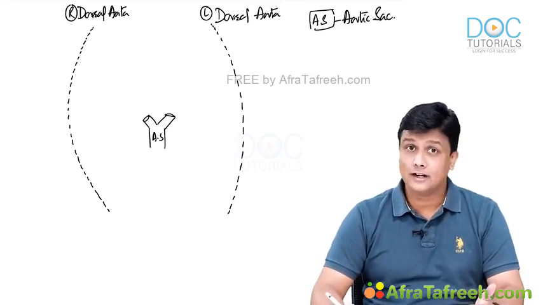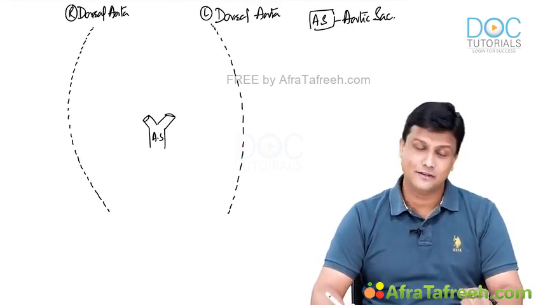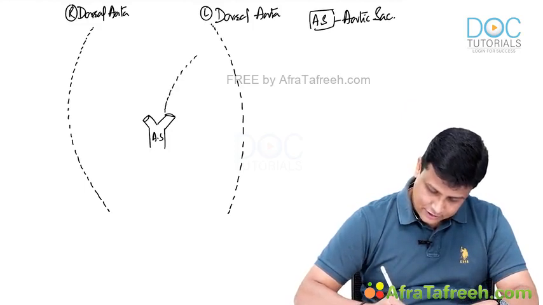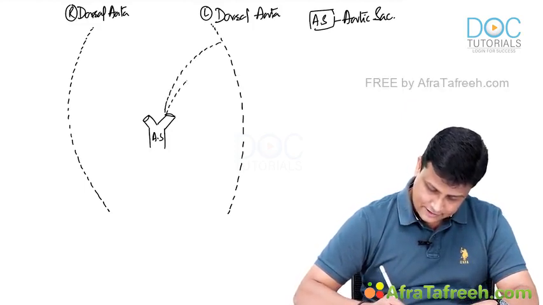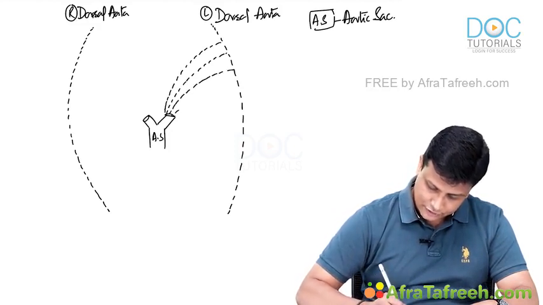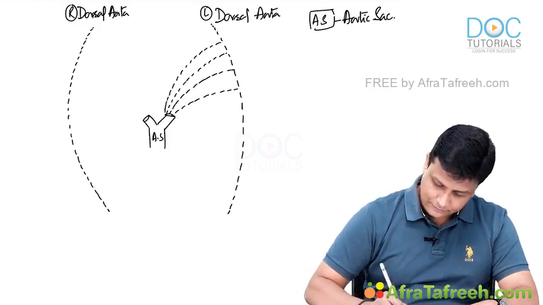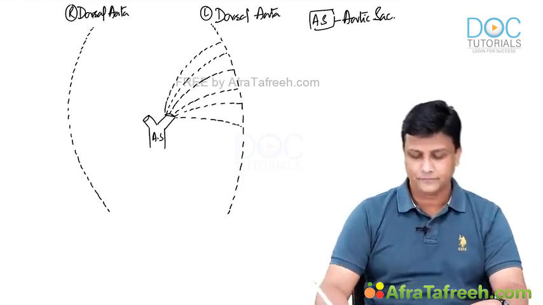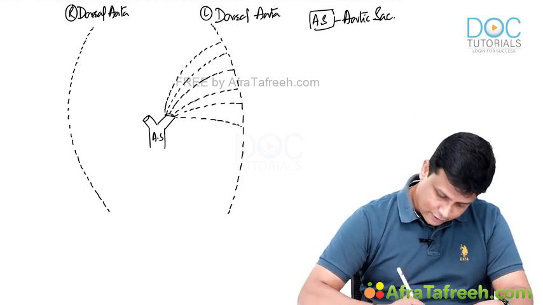Perfect. Now, how is this aortic sac joined along with the dorsal aorta? With the help of arch arteries. And how many arch arteries do you have? 6 of them. So this will be the first arch artery here, second arch artery, third arch artery, the fourth arch artery, fifth arch artery, and the sixth arch artery here. And exactly the same on the other side also.